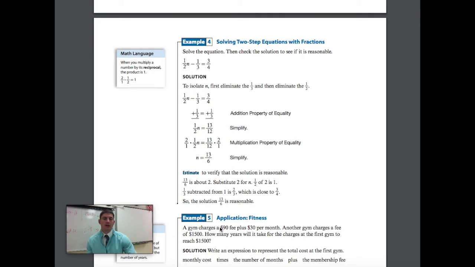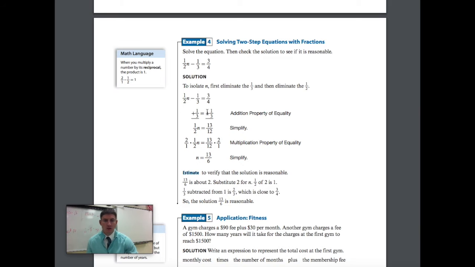In example 4, it asks you to solve two-step equations with fractions. Now, to solve the equation with fractions, you might need to multiply by a reciprocal instead of divide by a fraction. Let's take a look at the example here. 1/2 n minus 1/3 equals 3/4. To isolate n, that means get the variable by itself, we do the opposite operations in that reverse order. First eliminate the 1/3, then eliminate the 1/2. To eliminate the 1/3, it says minus 1/3, you would add 1/3. What you do to one side, you do to the other side, so plus 1/3 on this side cancels that out, plus 1/3 on the other side.